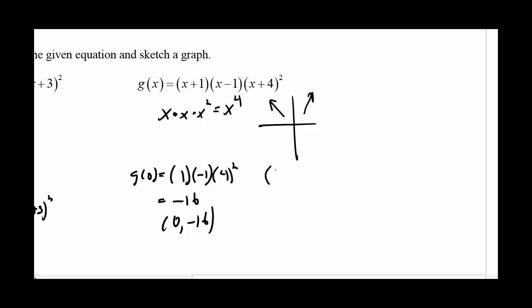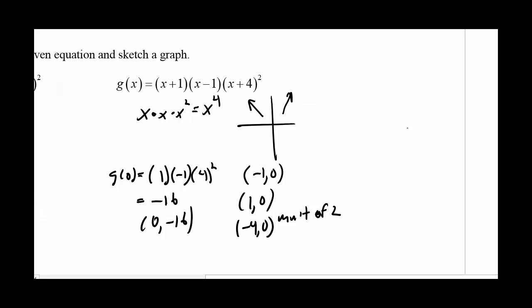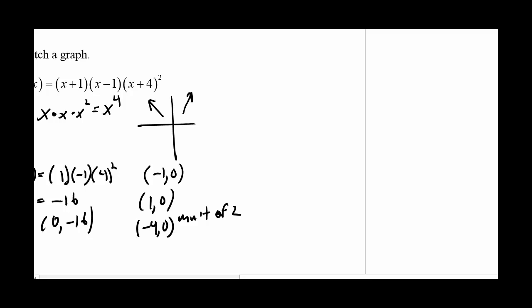So I've got one x-intercept at negative 1, 0. I've got another one at 1, 0. And at negative 4, 0. Now that negative 4 has a multiplicity of 2, which means it's a bounce off of that number. Okay, so let's put all these facts together.